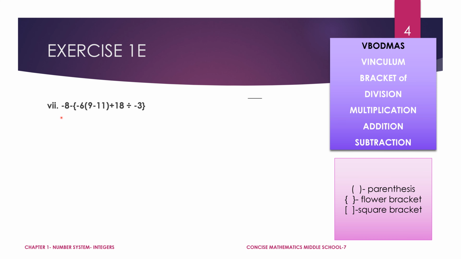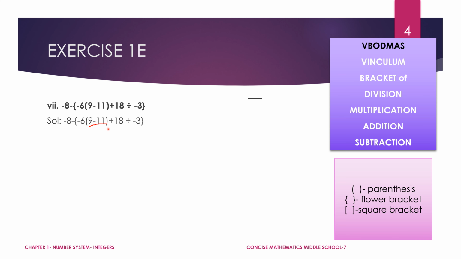Here is our seventh question. Here just compare this with VBODMAS. For VBODMAS you need to check for the vinculum first. Do you have any vinculum over here? No, we don't have any vinculum over here, right? So next check for the bracket. Do you have any braces? Yes, the small parenthesis you are having. So this should be solved first. This should be solved first because it is in a parenthesis, right?